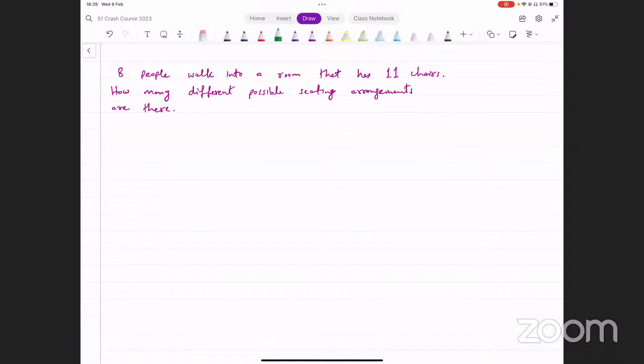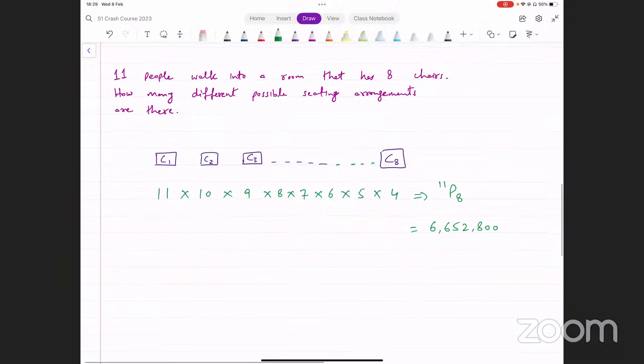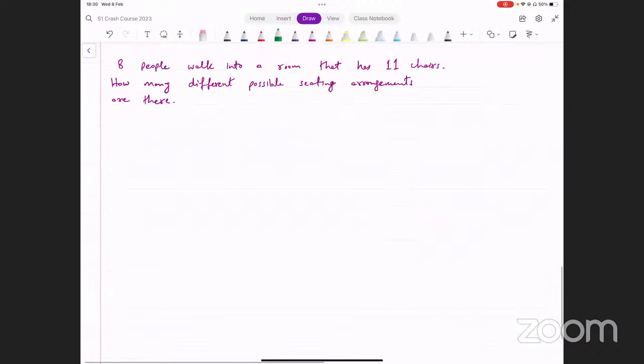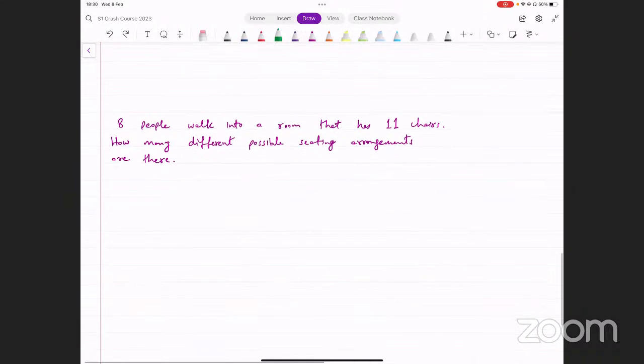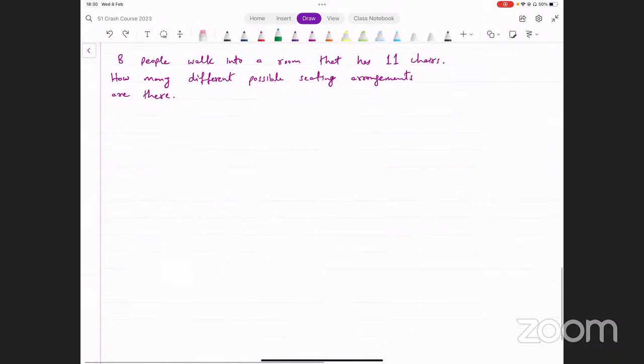Now earlier we were thinking about the chairs, right? How many options does the first chair have? How many options does the second chair have? In the last example, we actually did 11P8, right? That's what it eventually turned out to be. Now the first thing that might come to your mind is that you've got 8 people and you want to arrange them in 11 chairs. One possibility could be 8P11.